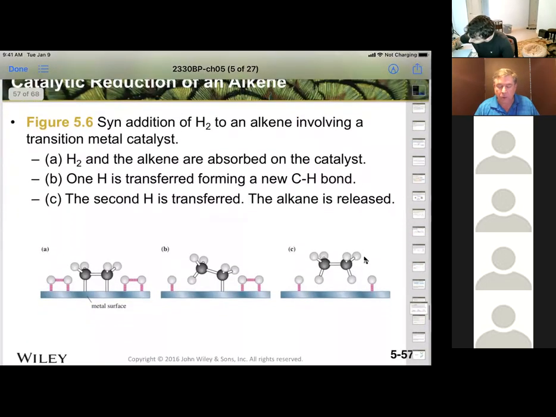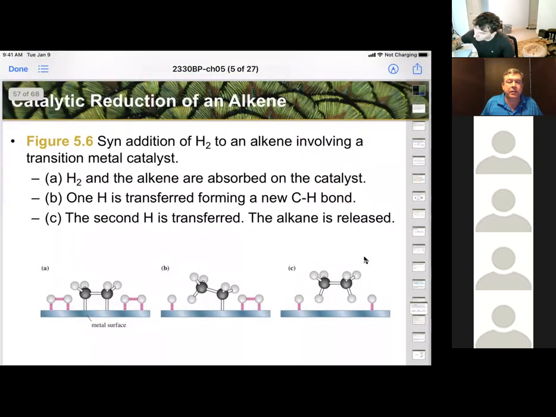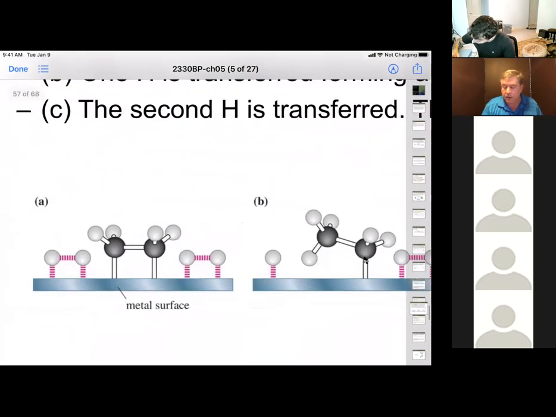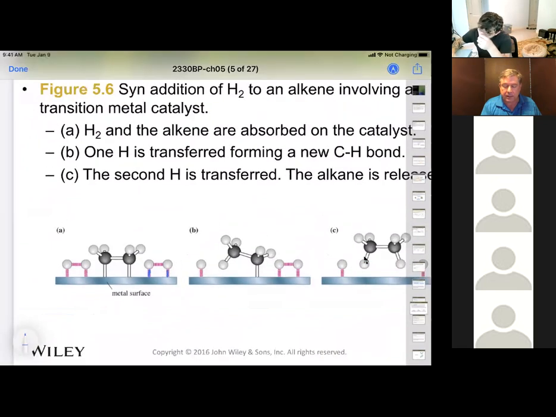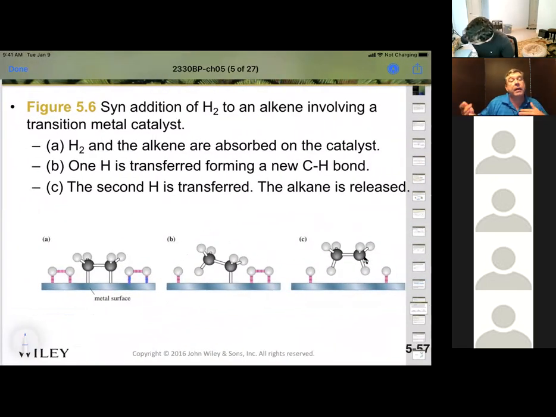Okay, so why is it mostly syn addition? Well, it has to do with the fact that we are on the surface of that metal. The first thing that happens is that hydrogen comes down and reacts with the surface of the metal, such that the hydrogen molecules are actually all chemically bound to the surface of that metal. Okay, so the next thing that has to happen is that the alkene has to come down, and that pi bond has to interact with that surface as well.